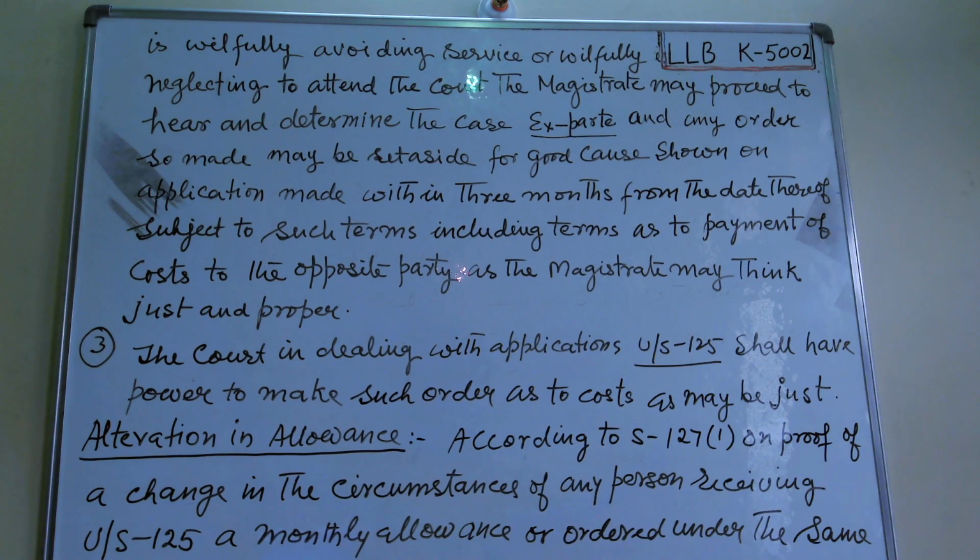And after this, the most important point is alteration in allowance. According to section 127(1), on proof of a change in the circumstances of any person receiving a monthly allowance under section 125, or an order under the same is changed or not, this point is for the alteration, and it will be discussed more next.